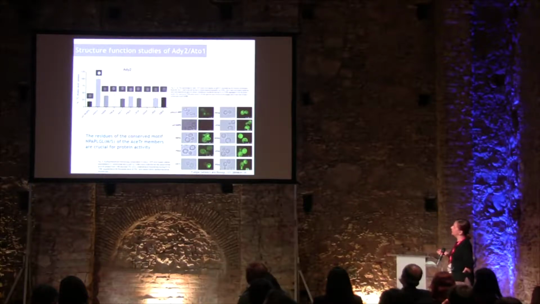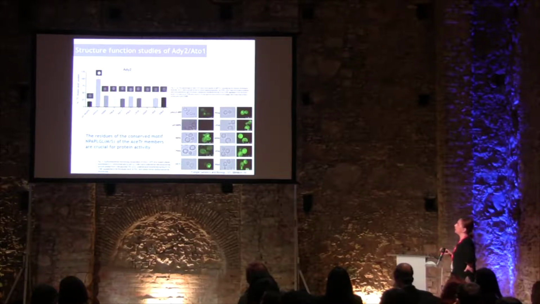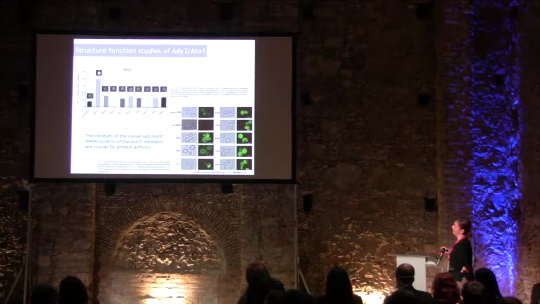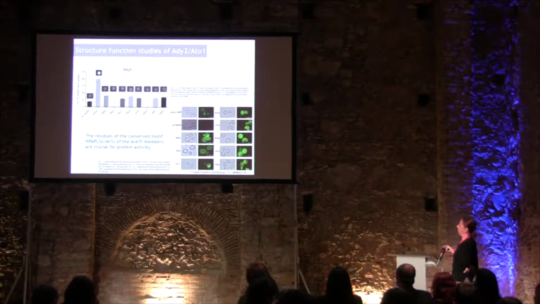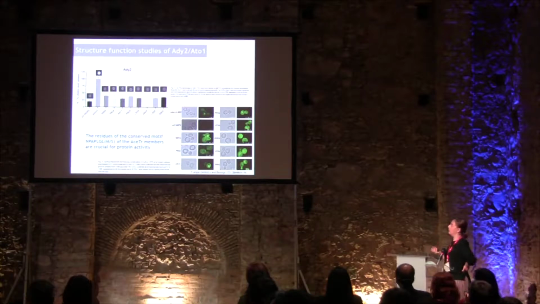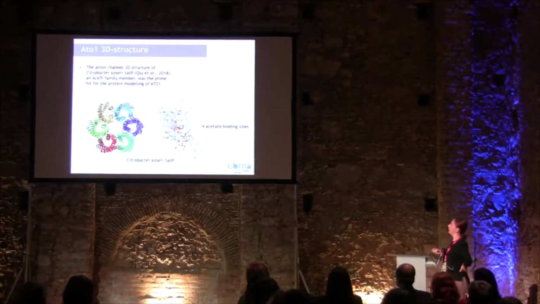You can see here that while the wild type grows very well on media containing acetic acid as sole carbon and energy source, when we do mutations in these residues, we decrease considerably the growth, and also the uptake of acetic acid is decreased, while not affecting the protein localization. So we saw that this was an important region of the protein.